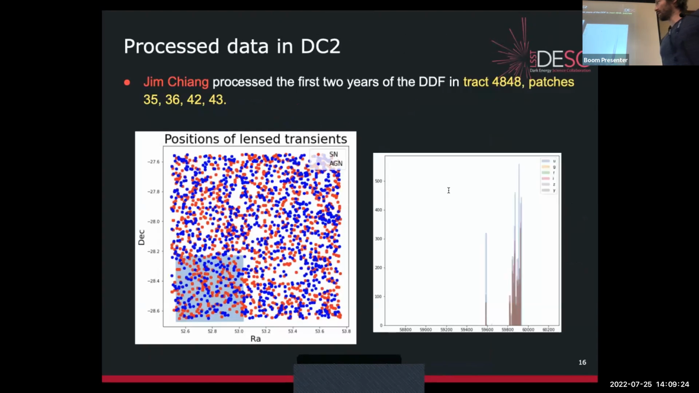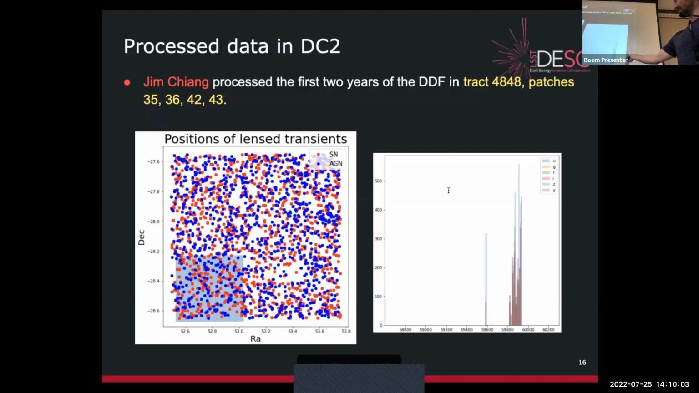On my next slide, yes. This is what's been processed so far. So this is the whole of the DDF field. And what you see are all of the strongly lensed supernovae and AGN simulated in the DDF. And so far, we've only processed this small square here, these 4 patches. So this is why we only have 114 AGNs, and there are about 144. There are exactly 144 supernovae in this patch, but only 25 of them exploded during the year 1, year 2 area, which is what's been processed so far.